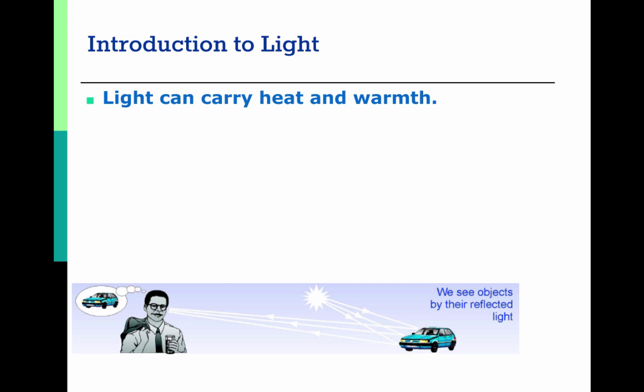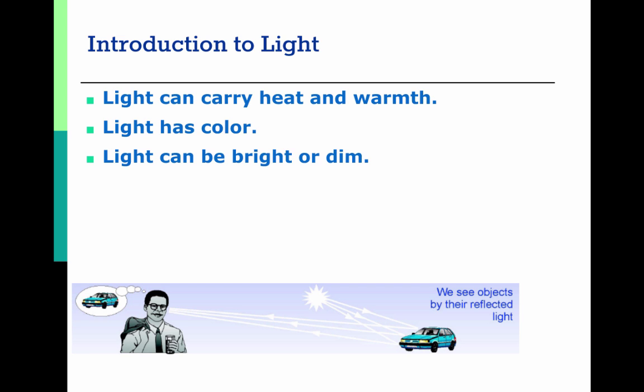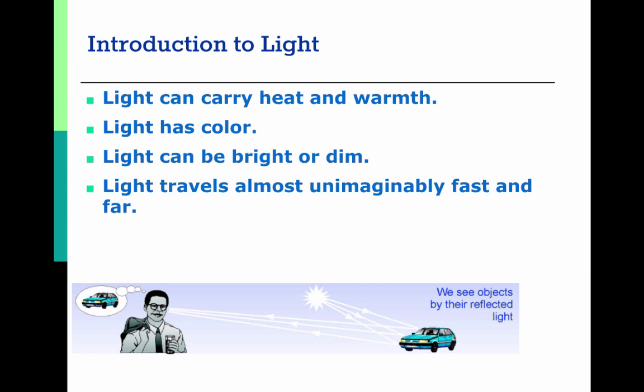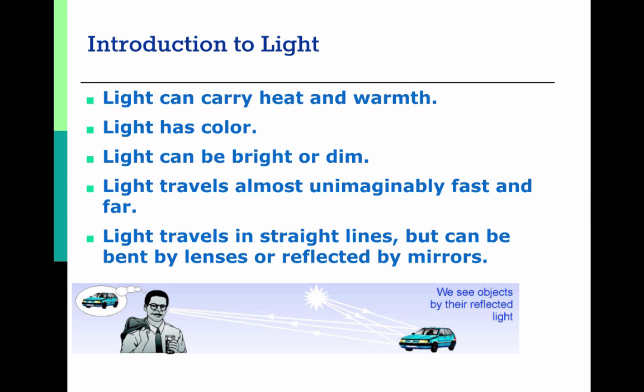Light can carry heat and warmth. Light has color. Light can be bright or dim. Light travels almost unimaginably fast and far. And light travels in straight lines, but it can be bent by lenses or reflected by mirrors.